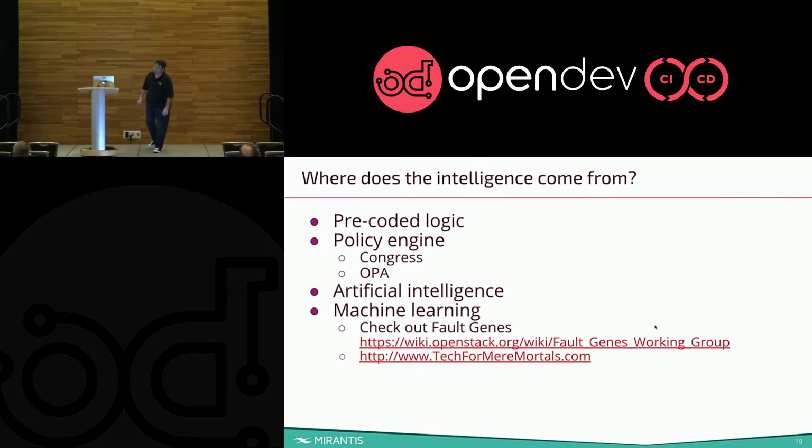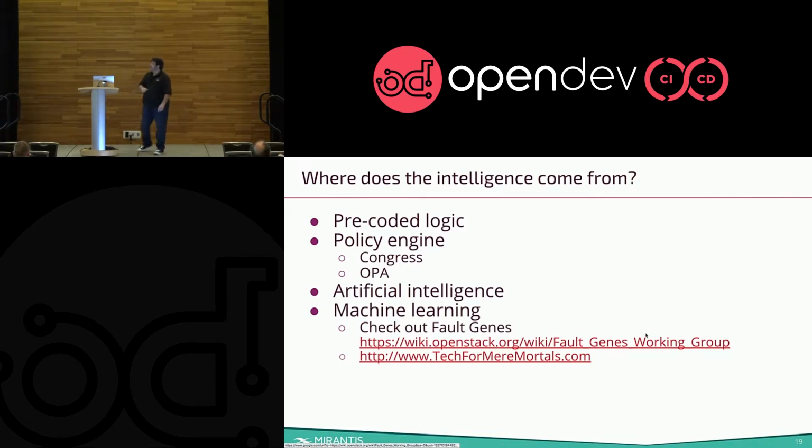All right. Some places where the intelligence comes from. We've got pre-coded logic. You could create your own application that creates that logic. You can use policy engines like, we're at OpenStack Summit, Congress. You could use Open Policy Agent. You can use artificial intelligence, machine learning, whatever you want. Quick note on machine learning. We're not going to talk about how to actually create the machine learning today. We're going to show how to use it once you've got it.